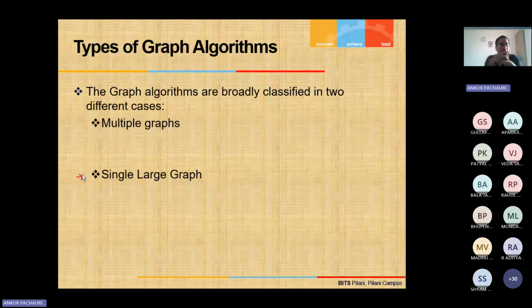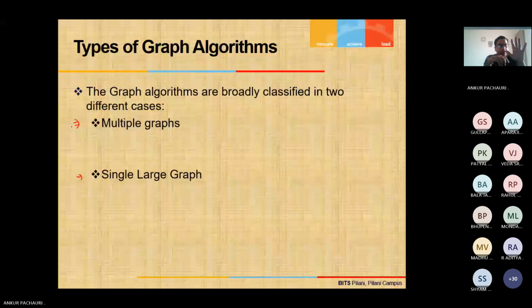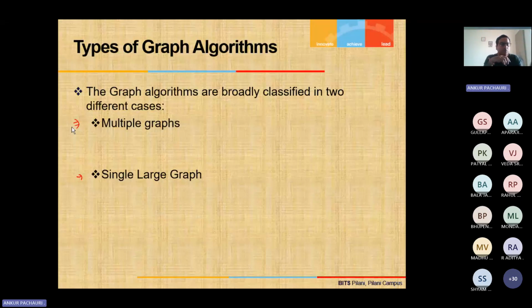So that will be one type of graph that we will be working on, a single large graph. Even the computer network graph and all will be a single large graph. Another type of graphs that we will be working on will be multiple graphs. But here again, multiple graphs means small graphs appearing a larger number of times. So we can say single large graph and a large number of small graphs.